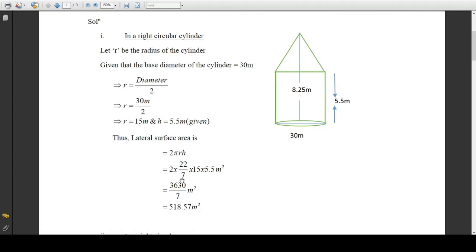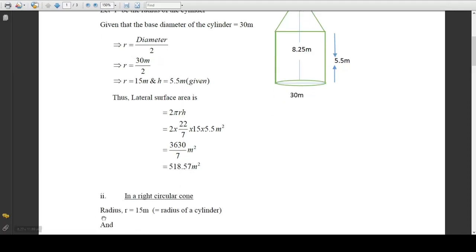Now what you'll do is multiply all these terms in the numerator, and you will get 3630 divided by 7. On dividing, you will get 518.57 meter square. This is the surface area of the conical portion. Now, not conical, it is the cylindrical portion.